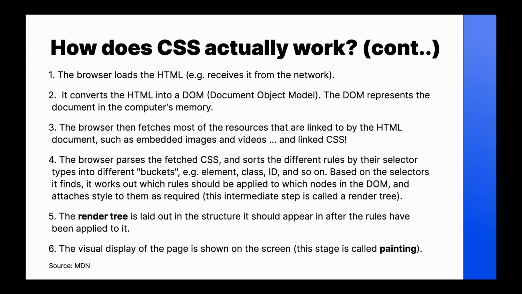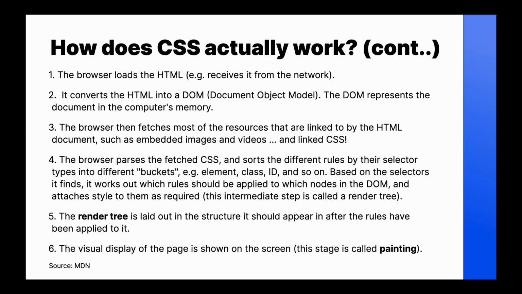And once that's fetched, the browser can then parse that fetched stuff, so the CSS in this case, and then sort it based on the selectors that you pass, which are kind of in different buckets. So whether it's a CSS class or an ID, it sorts it on its own and makes sure it applies them at the right time and right order. So based on these selectors, it works out which rules should be applied to which nodes in the DOM, and attaches the style to them as required.